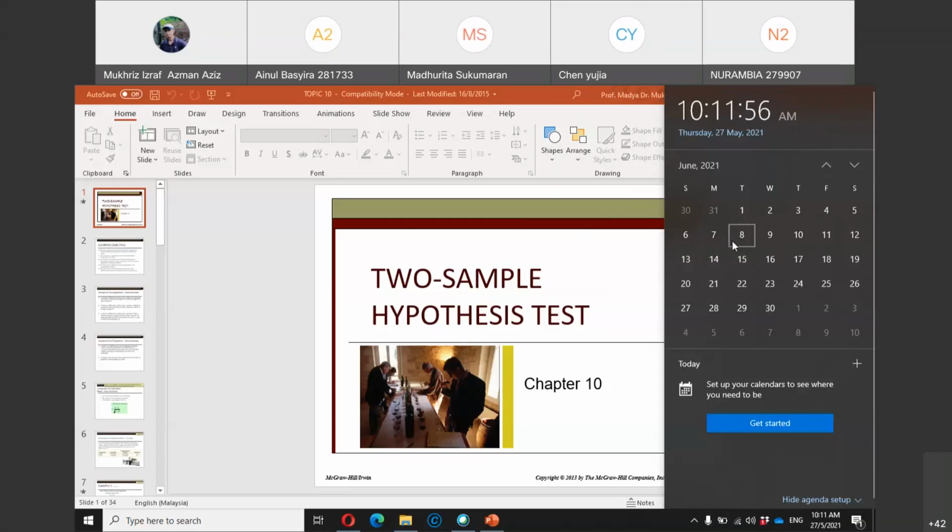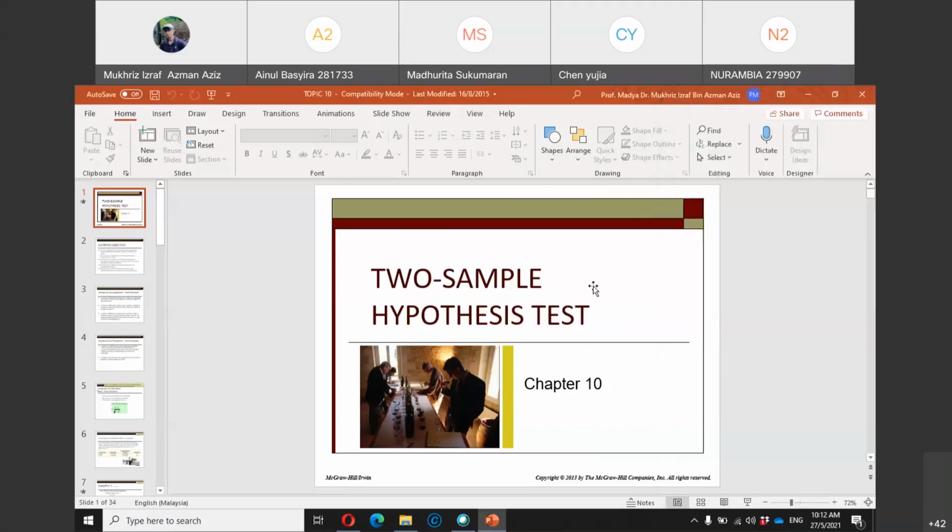So I think we can finish the 2 sample hypothesis test maximum by end of next week, because once we have a good understanding of the 1 sample hypothesis testing, the 2 sample test will be pretty much similar to what you have done in the 1 sample hypothesis testing. Okay, so let's get on with the lecture.